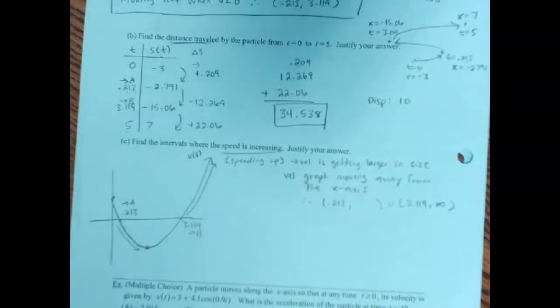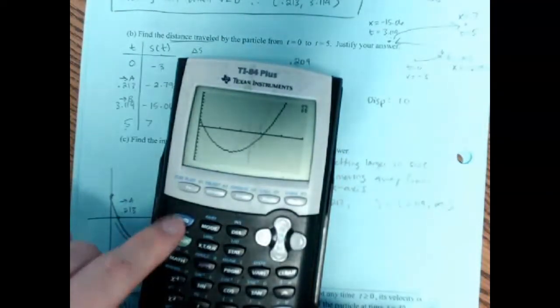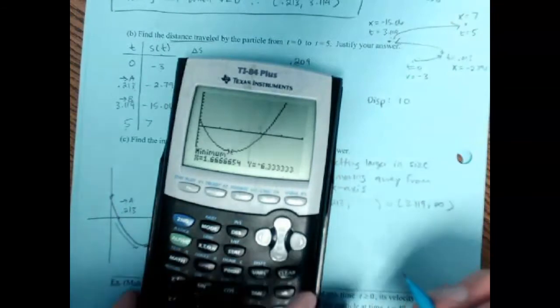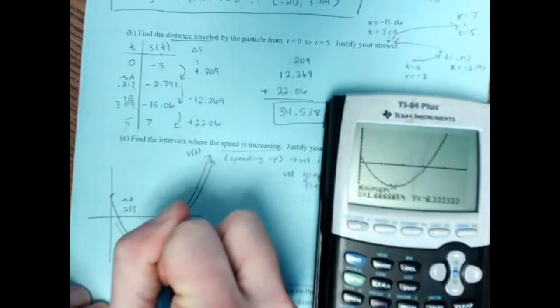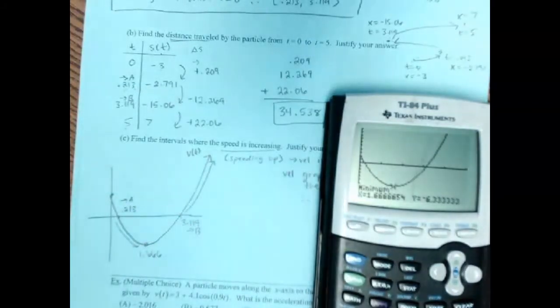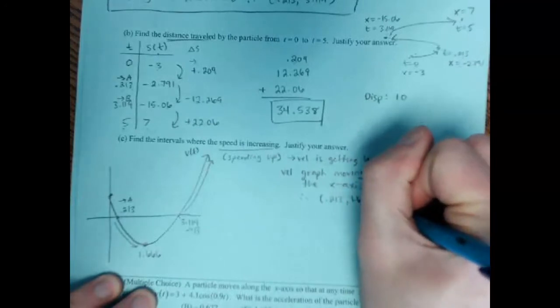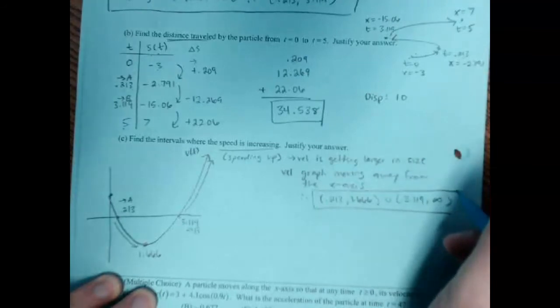Now let's go back to the graph and let's get that minimum. So second trace minimum is 3, the left bound, right bound, and then the guess doesn't really matter. So it looks like that minimum is at 1.666. Looks like 1 2/3. So we could go 1.666, and there you have it. There would be your speeding up. Speeding up, aka speed is increasing.